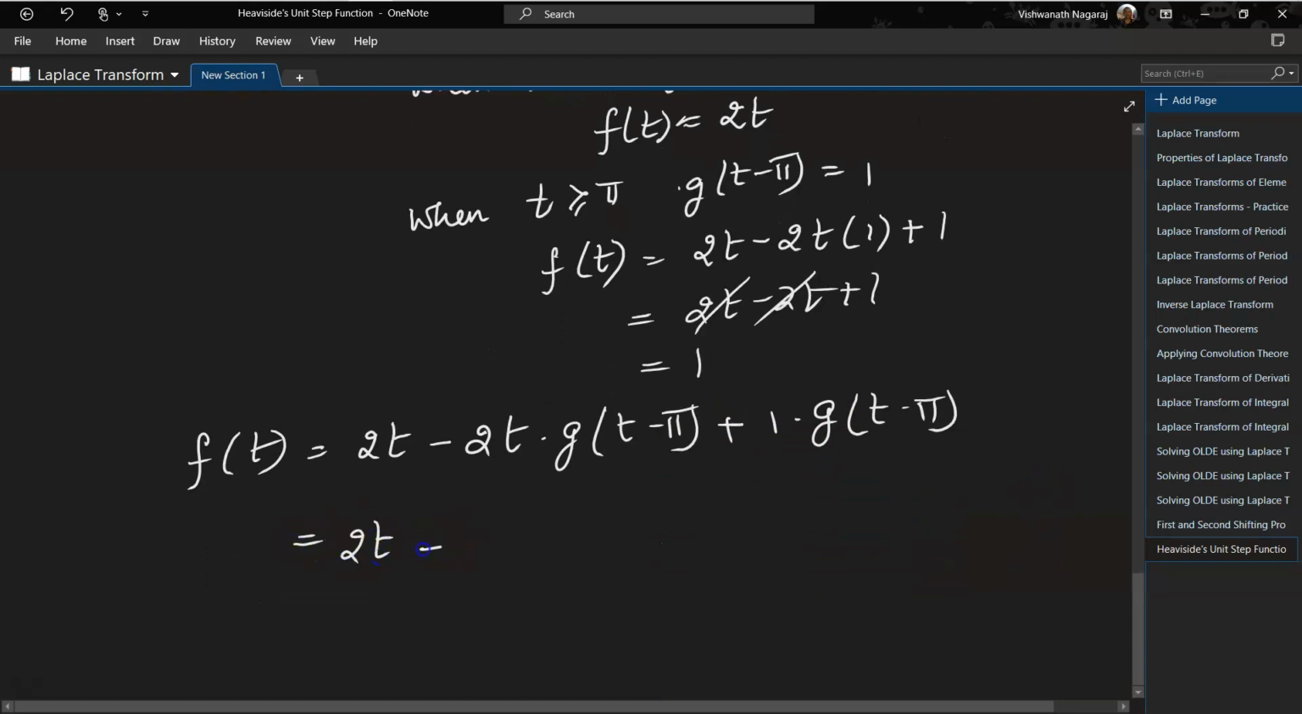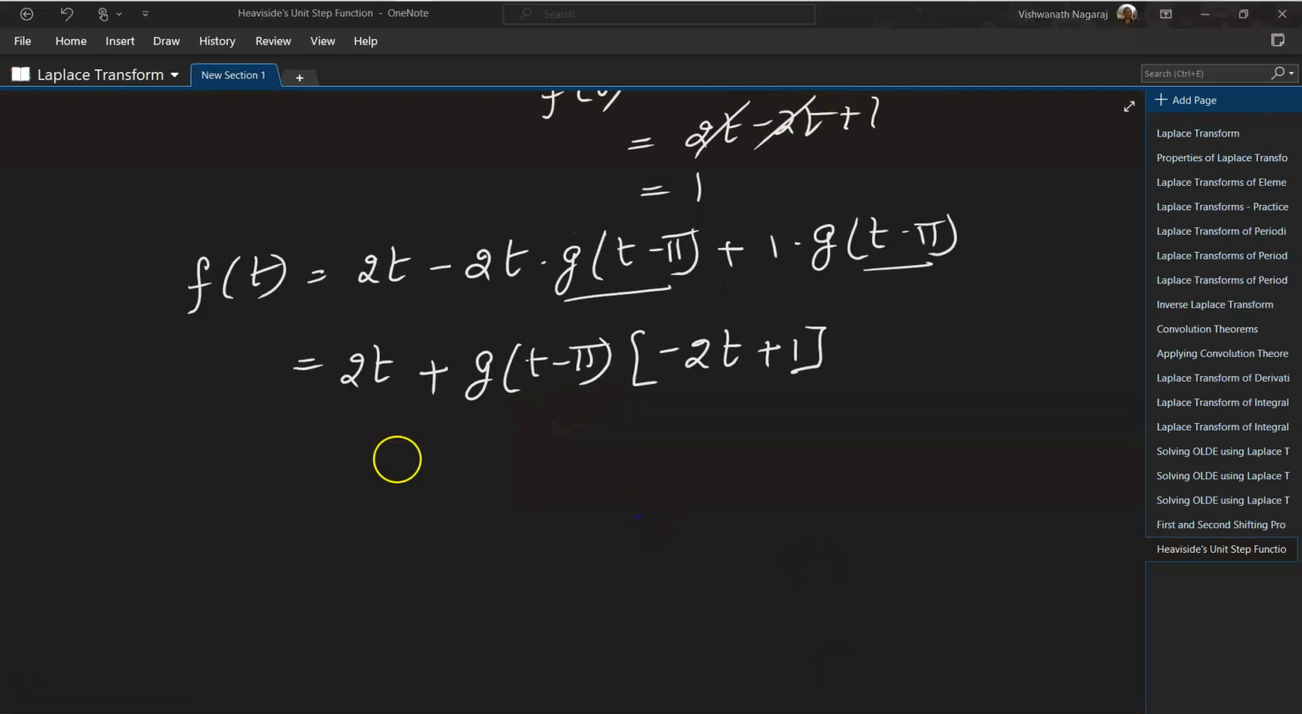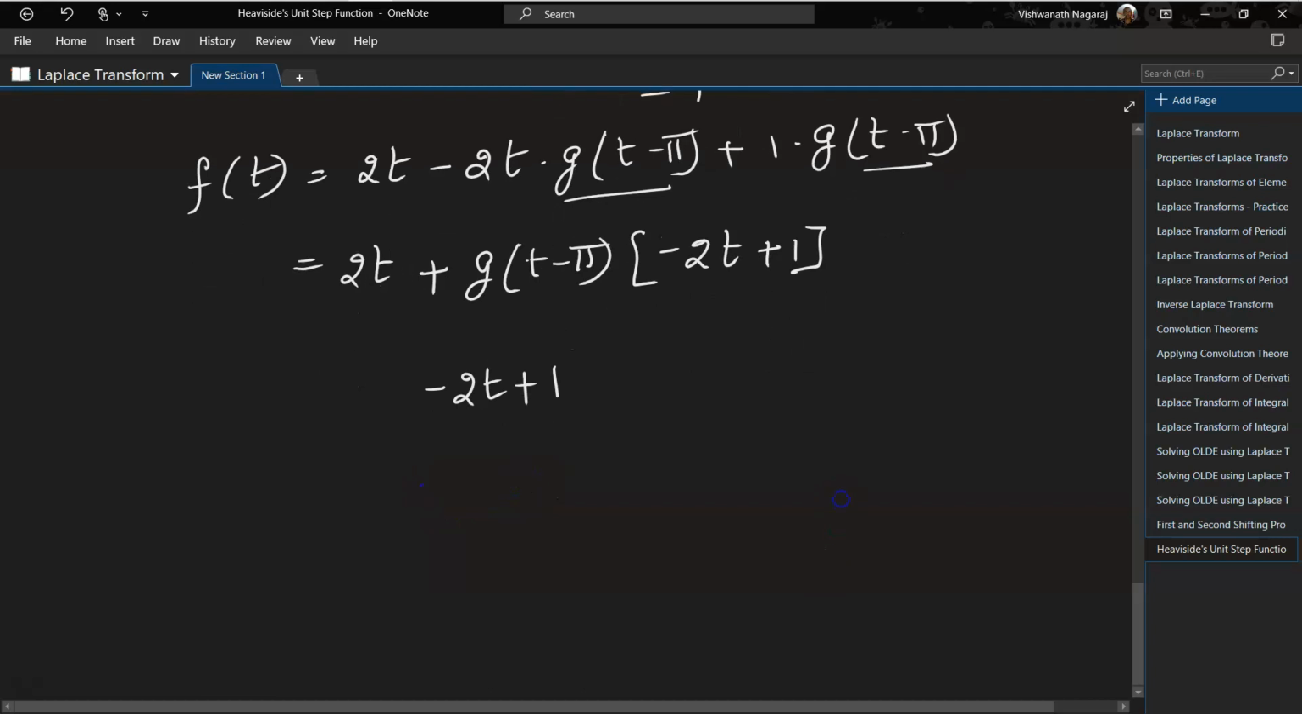Now 2t minus 2t g of t minus pi, g of t minus pi is common. So g of t minus pi, let's keep it plus, and minus 2t plus 1. So we have got this. Now we don't want this t to be alone. We want it in terms of t minus pi itself. So how do we do that? Let's take minus 2t plus 1. Now what is our objective? We need to be very clear about that. We want it in terms of t minus pi. We don't want t to be alone. So what do we do?